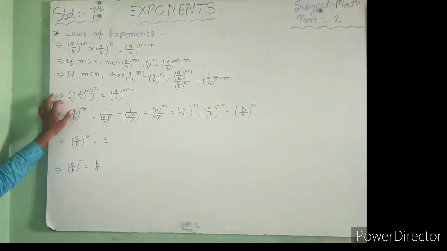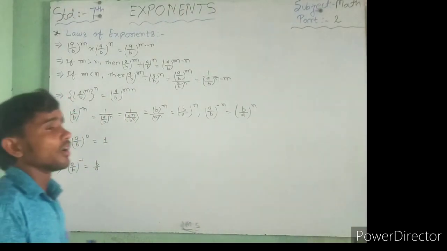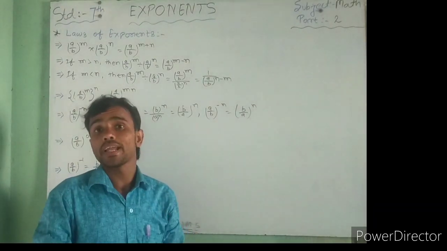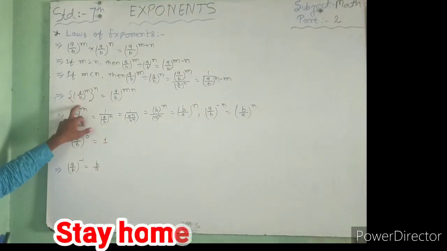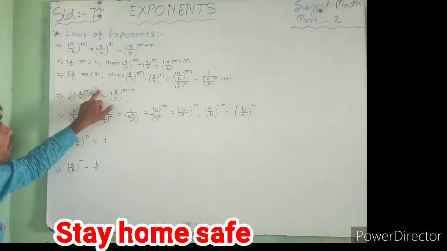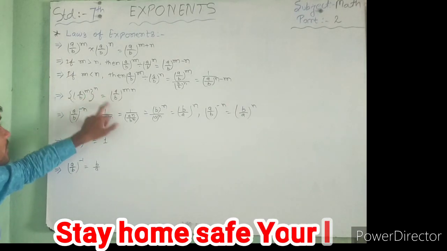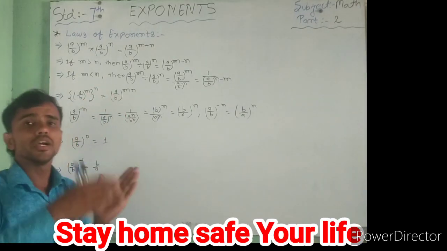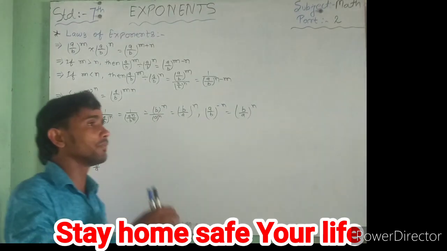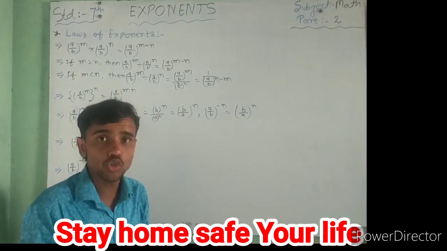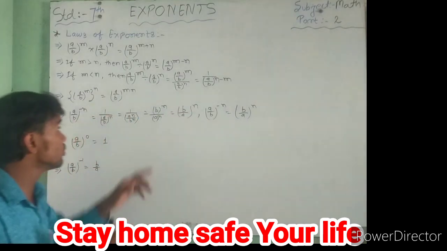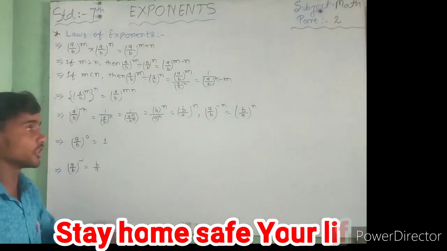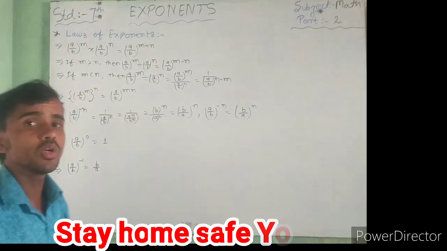Okay, so next, if any question comes with more brackets, small brackets and large brackets, like ((a/b)^m)^n, how to solve it? If any question comes in that format, even with more than two powers, then you multiply all the powers, just like (a/b)^(m into n).